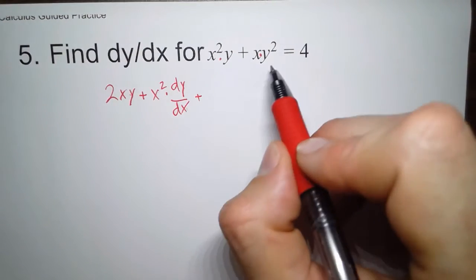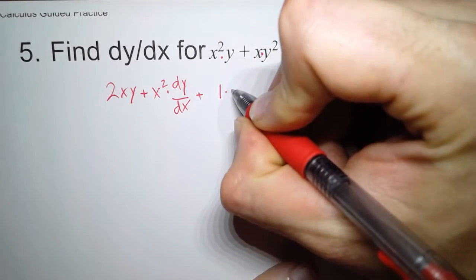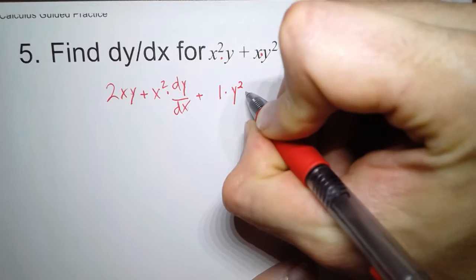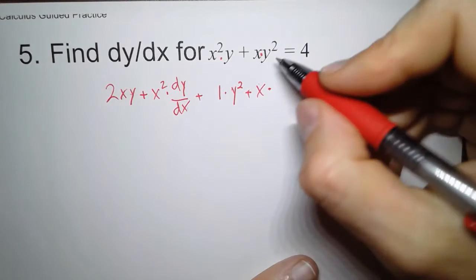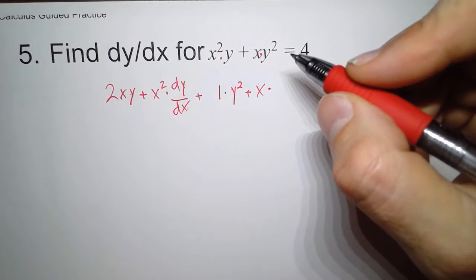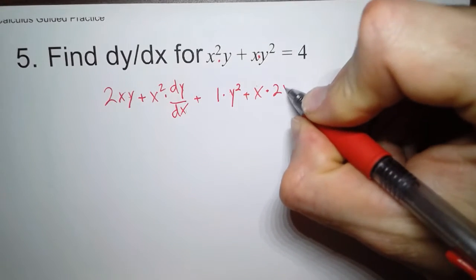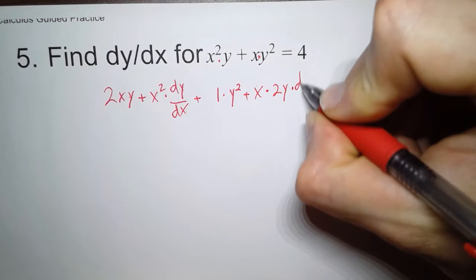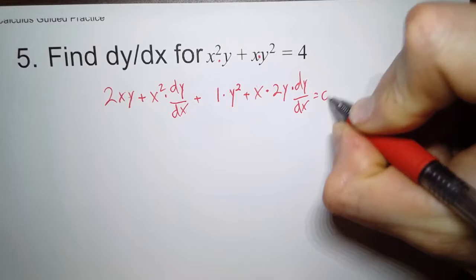Now we find the derivative of the second term. The derivative of x is 1, and we leave y squared alone. Plus, we leave x alone and multiply by the derivative of y squared. And we've seen this already in problems 1, 2, and 3. That's going to be 2y times dy/dx equals 0.